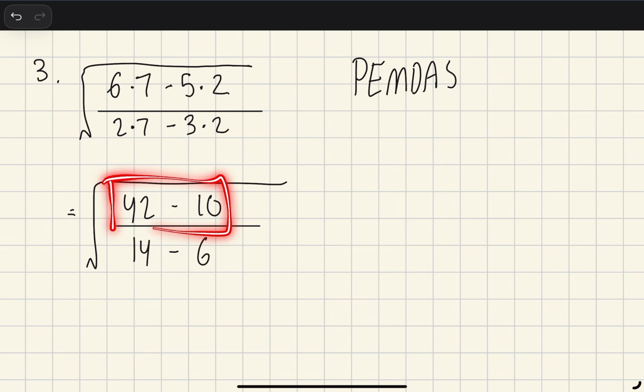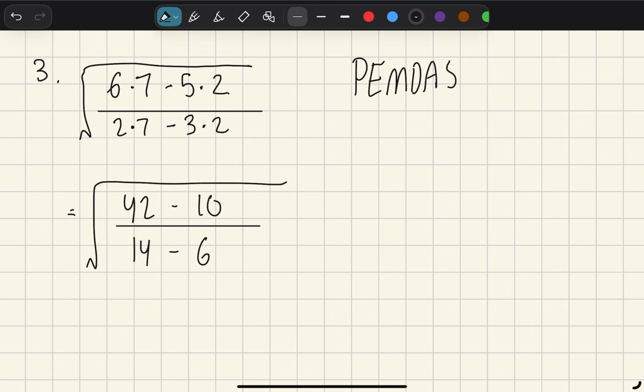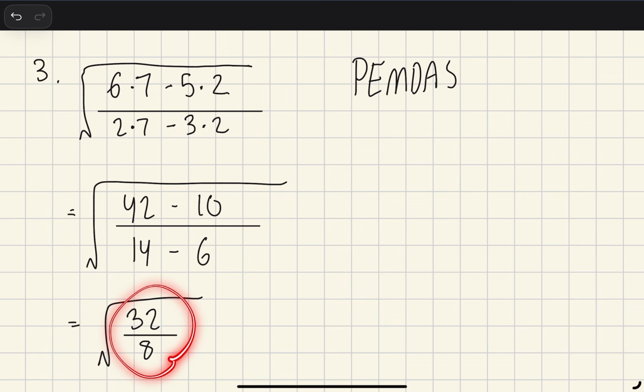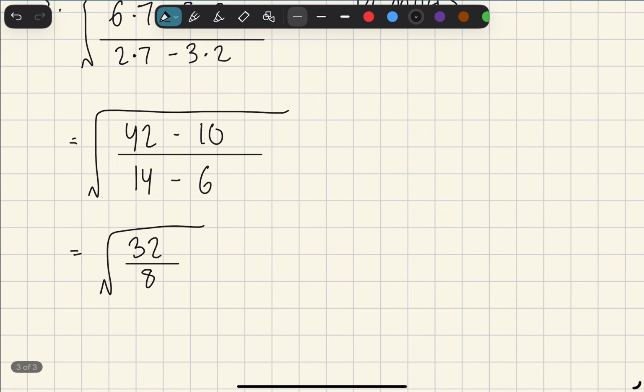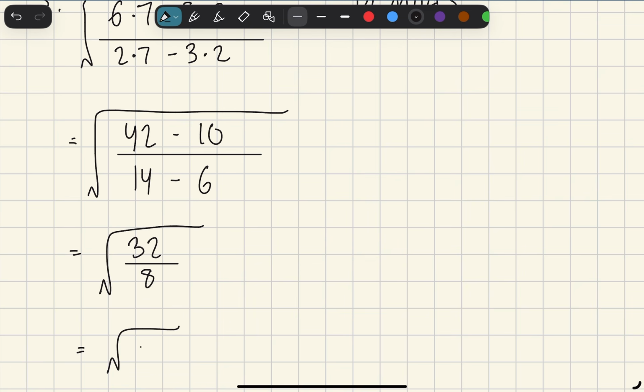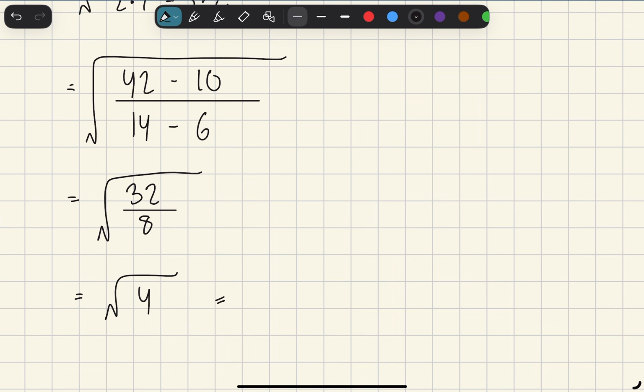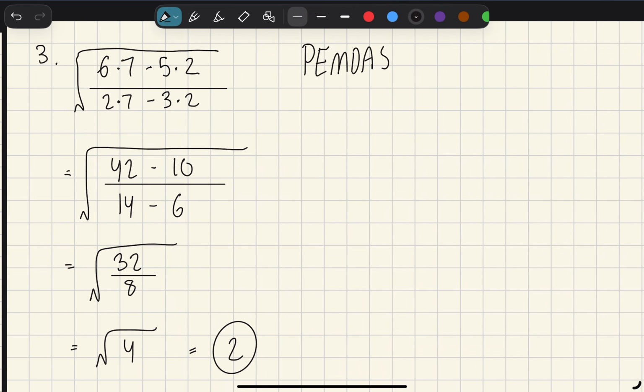We're going to do 42 minus 10, and then we're going to do 14 minus 6. So let's do that real quick. We have the square root of 32 over, what is that? 14 minus 6 is 8. And then, of course, we're going to have to divide that. The 32 and 8, 32 divided by 8 should get us, let me write this down, the square root of 4. And, of course, the square root of 4 is 2. Just like that.